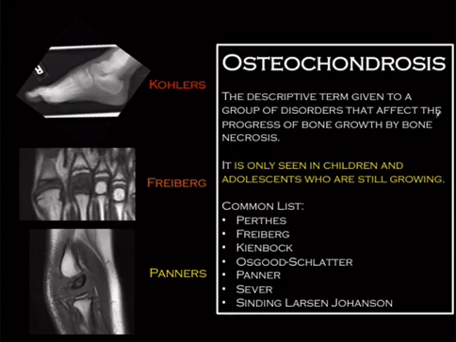So let's go through this list and see if you can remember all these things. Perthes, you remember that's the femoral head. Freiberg, we said that was the second metatarsal head. Kienböck, that's the lunate, right? And that's associated with ulnar negative variance. Osgood-Schlatter, remember that is tibial tuberosity. Panner's, we just said, is the capitellum. Sever's is the calcaneus, the so-called growing pain. And then Sinding-Larsen-Johansson is the bottom part of the patella.